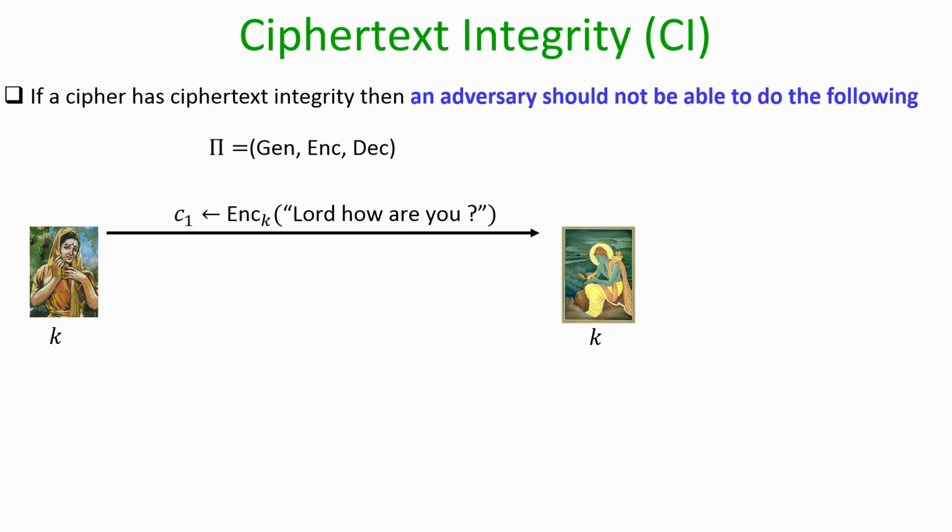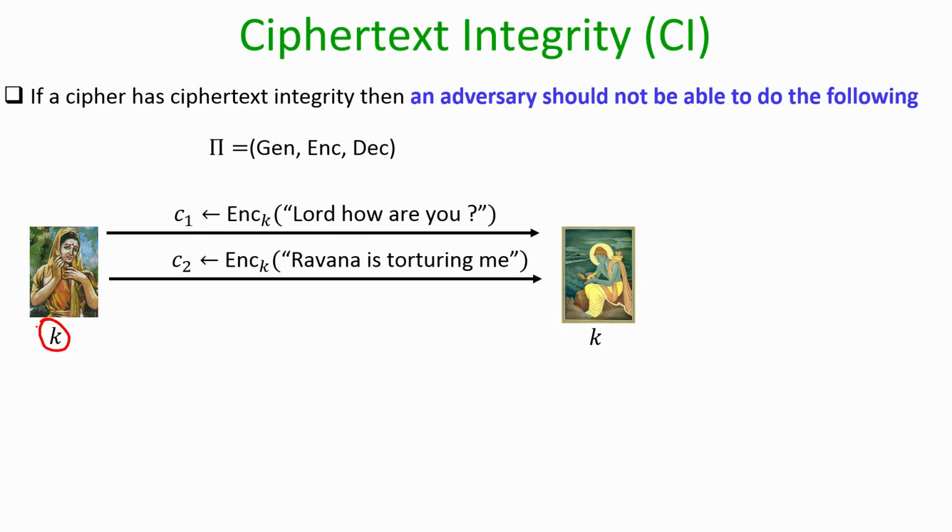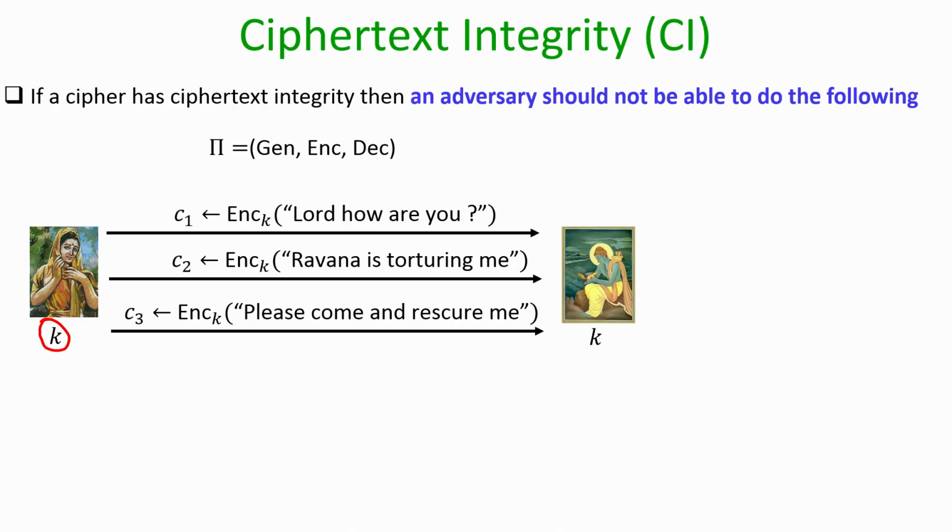Say the sender has encrypted the message "Lord how are you" under the key k, which is not known to the attacker, and say she again encrypts the message "Ravana is torturing me" and communicates the ciphertext, and again she has encrypted the message "please come and rescue me", and the ciphertext is communicated over the channel. And imagine that there is a malicious or active adversary who has eavesdropped all this encrypted communication.